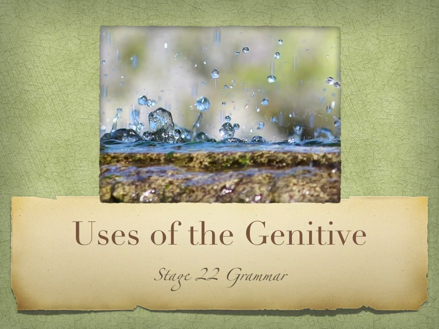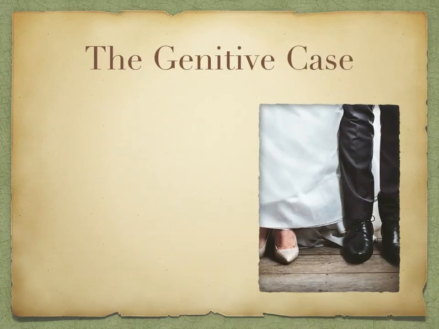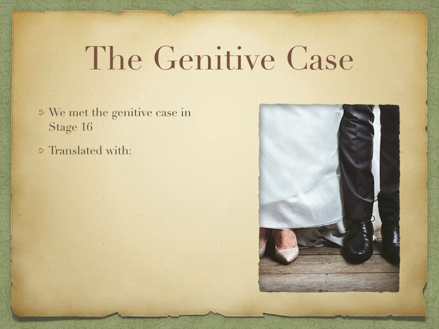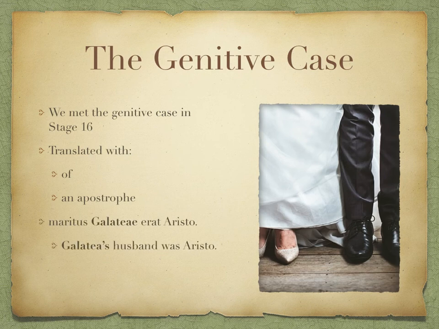In this video I'm going to talk about some of the different ways the genitive case can be used in Latin. So you remember that we met the genitive case back in stage 16. It is translated either using the word of or an apostrophe. So for example, Maritus Galateae erat Aristo. We could translate that either as Galatea's husband was Aristo or the husband of Galatea was Aristo. And Galatea or Galateae there is in the genitive case.